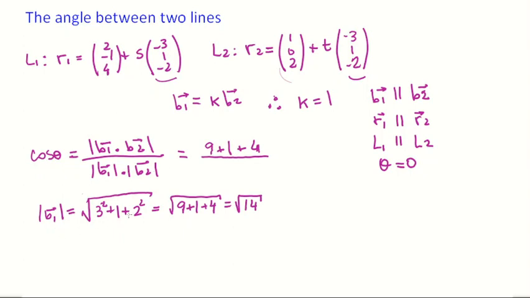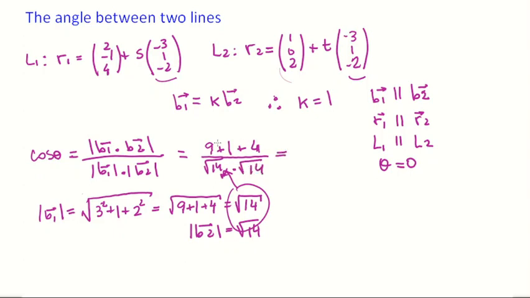If I do the same thing for the second one, since all coordinates are the same, I would expect to get the same value as well. So the magnitude of B2 is also root of 14. So I can get those values here. So I would have root of 14 times root of 14.